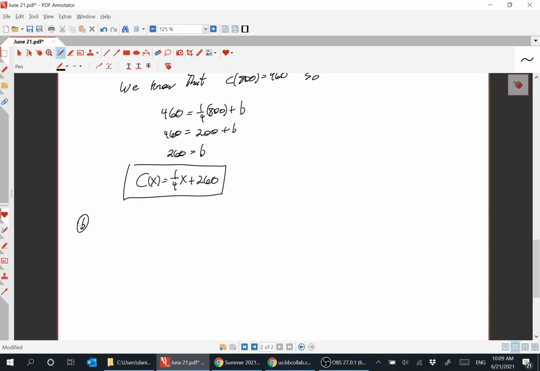Draw the graph of C. What is the slope of this line? Slope is 1 over 4. But anyway, the graph of this thing. So here's 260 is the y-intercept, and you've got a slope of 1/4. It should be a little lower, I think. So 260 is here. You've got a slope of 1/4, so it looks something like this.